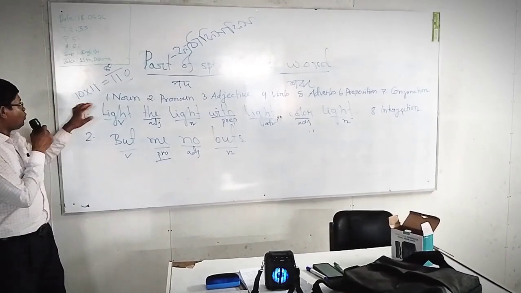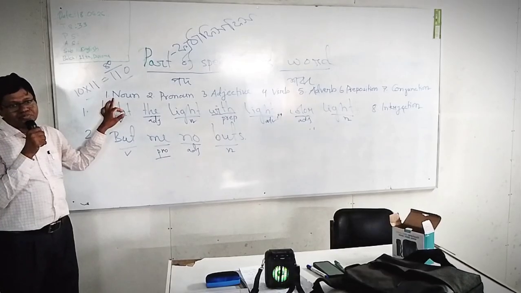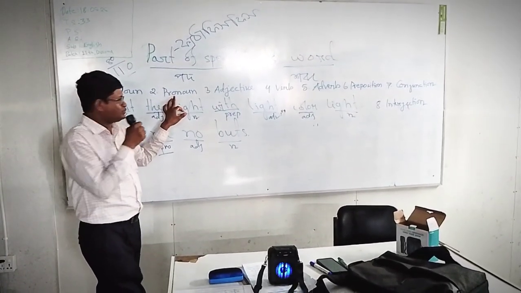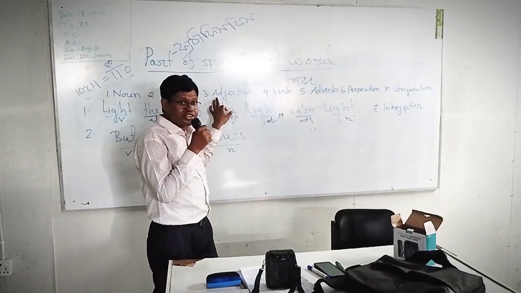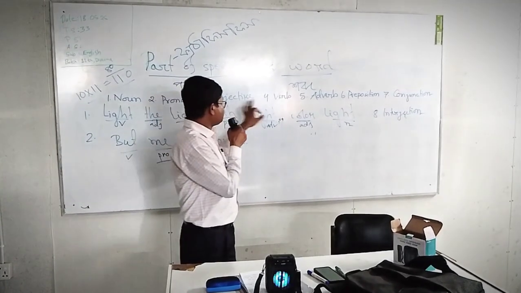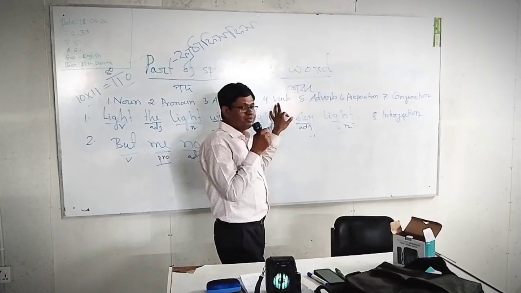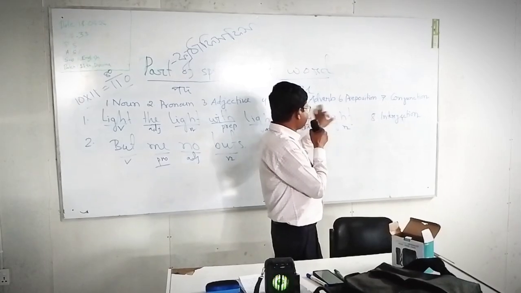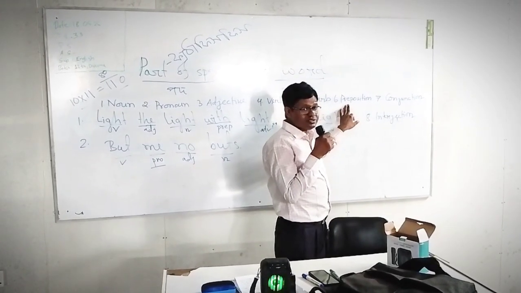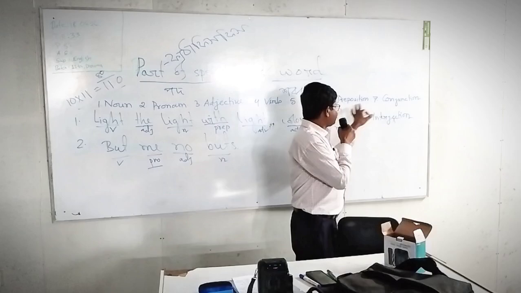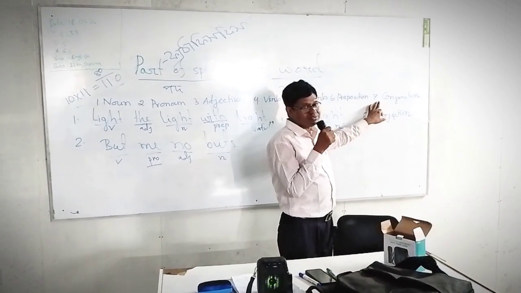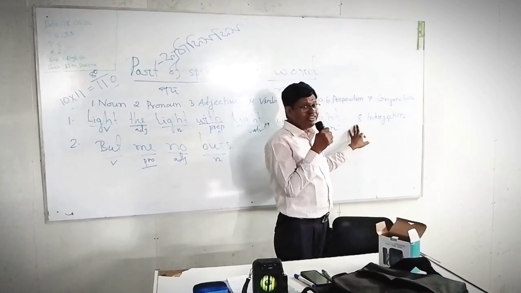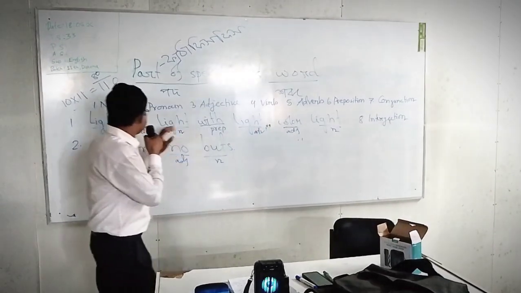Please speak loudly. Number 1, noun. Number 2, pronoun. Number 3, adjective. Number 4, verb. Number 5, adverb. Number 6, preposition. Number 7, conjunction. Number 8, interjection. Now please make meaning.